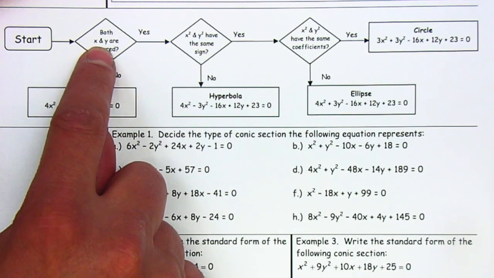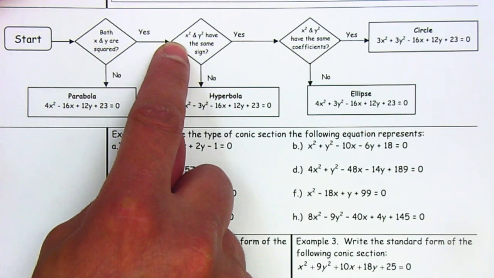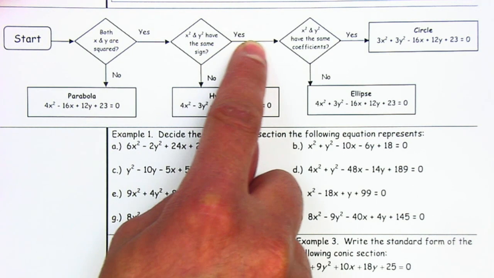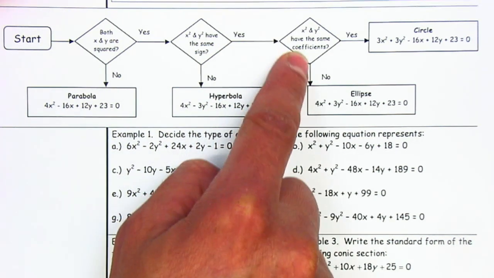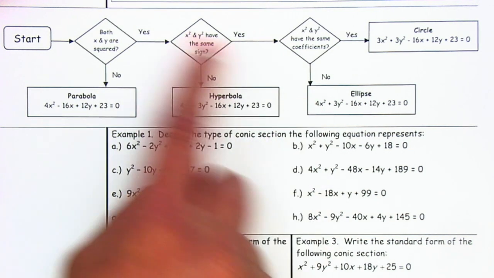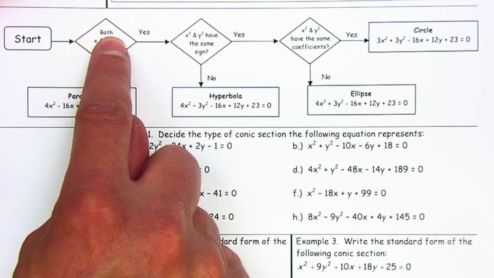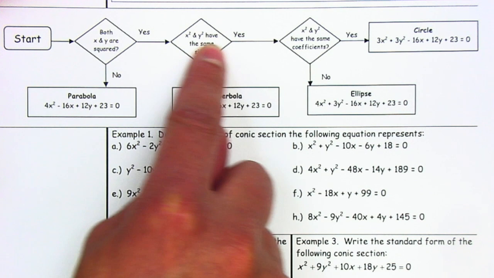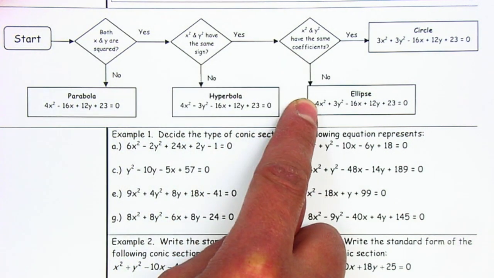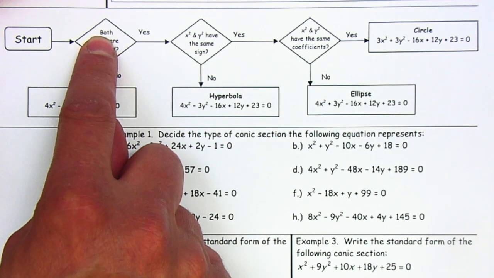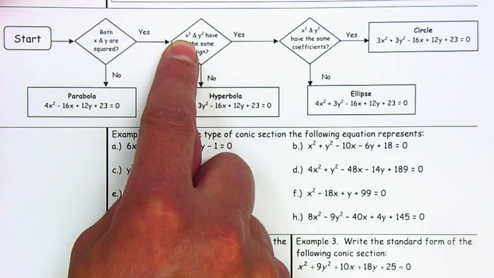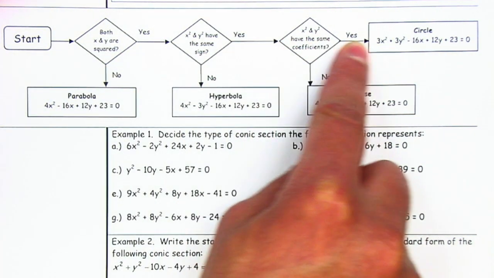If they both are squared and they're both positive or both negative, do they have the same coefficient? If they have different coefficients, then that's an ellipse. So if they're both squared, both positive or both negative, with different coefficients, it is an ellipse. If they both are squared, the same sign, both positive or both negative, and they have the same coefficient, it is a circle.